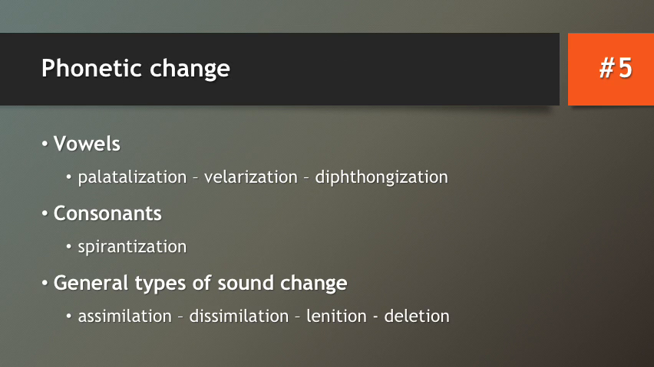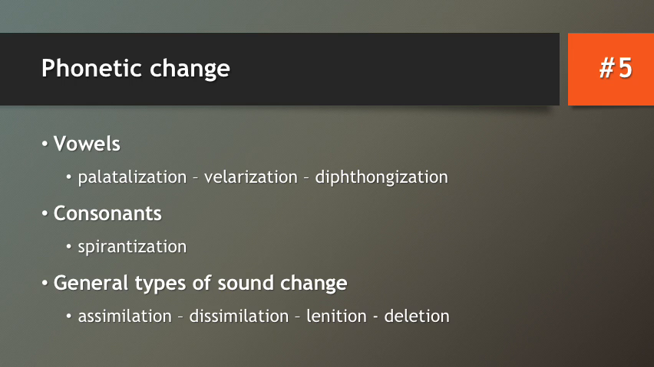Phonetic changes can affect both vowels and consonants, and they can be related to the manner and the place in which the sounds are produced. Some vowel changes include palatalization, which is the fronting of vowels, as can be seen in the plural of foot, feet. Velarization, when the tongue moves towards the velum, and diphthongization, when pure vowels become glides. There are other changes too. Vowels might be raised or lowered, and the degree of lip rounding might also change.